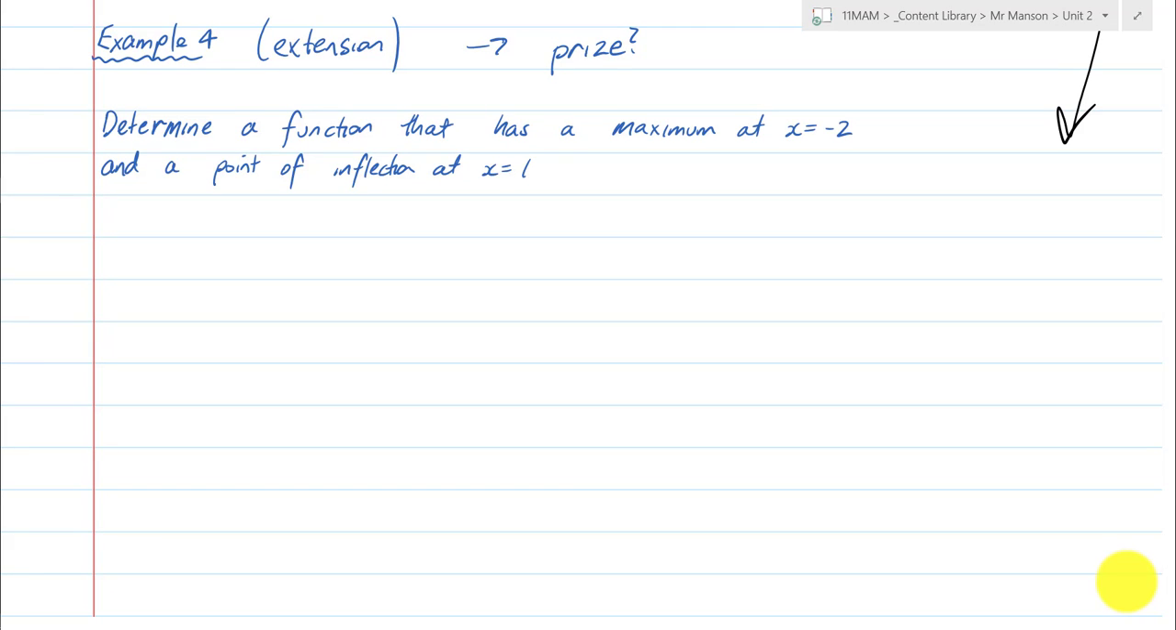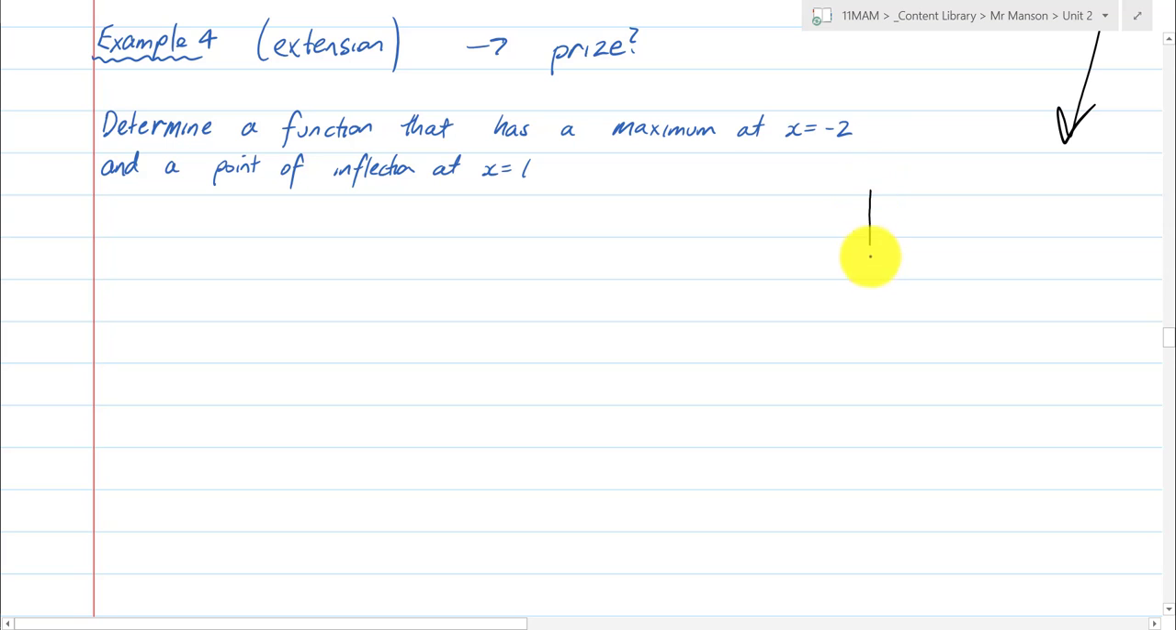So let's have a look at example 4. It was a bit of an extension, but the ideas here are really important because it provides us some good information. So it says here, determine a function that has a maximum at x equals -2 and a point of inflection at x equals 1.